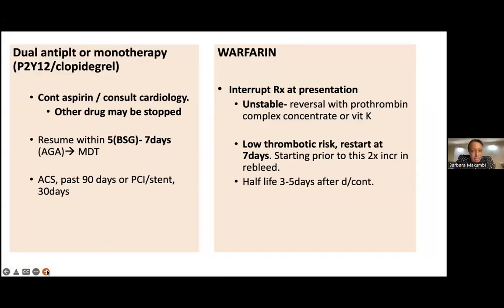Some patients on dual antiplatelet therapy, like clopidogrel and aspirin, it's suggested that you continue aspirin and stop whatever other drug like clopidogrel the patient's on. It's suggested that you work in a multidisciplinary team to determine what the way forward is and risk versus benefit with this patient. And it's suggested that we resume after 5 days in the BSG and 7 days, I think it's ACG, sorry, with the multidisciplinary team. Patients that have had an acute coronary syndrome episode in the past 90 days, and those that have had a stent in the past 30 days are at highest risk.